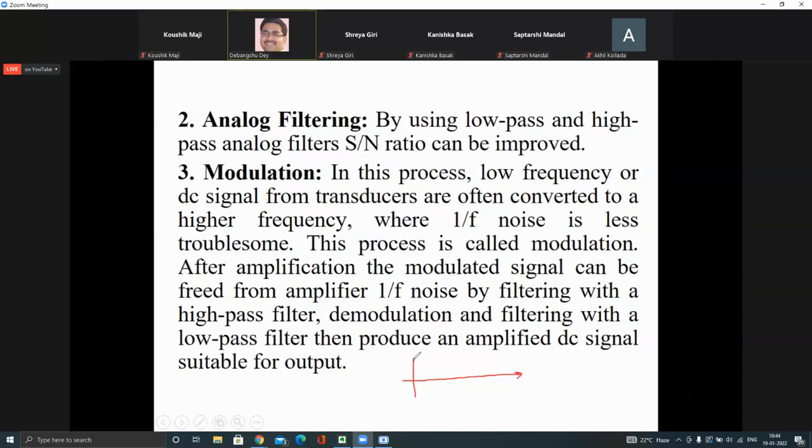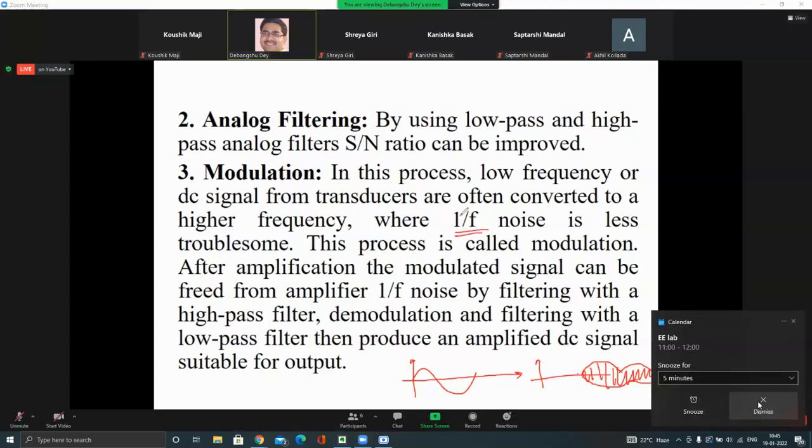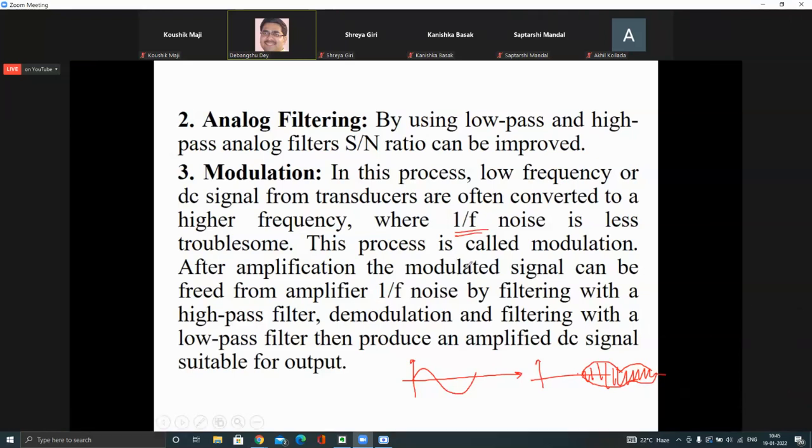What is modulation? Say you are having a low frequency signal. If you modulate it, what will happen? With amplitude modulation or frequency modulation, the signal will be transferred to the high frequency. Your 1/f noise has a high magnitude at low frequency. So if you transfer your signal from a low frequency to a high frequency and then you do a filtering, the effect of the low frequency noise we can eliminate.